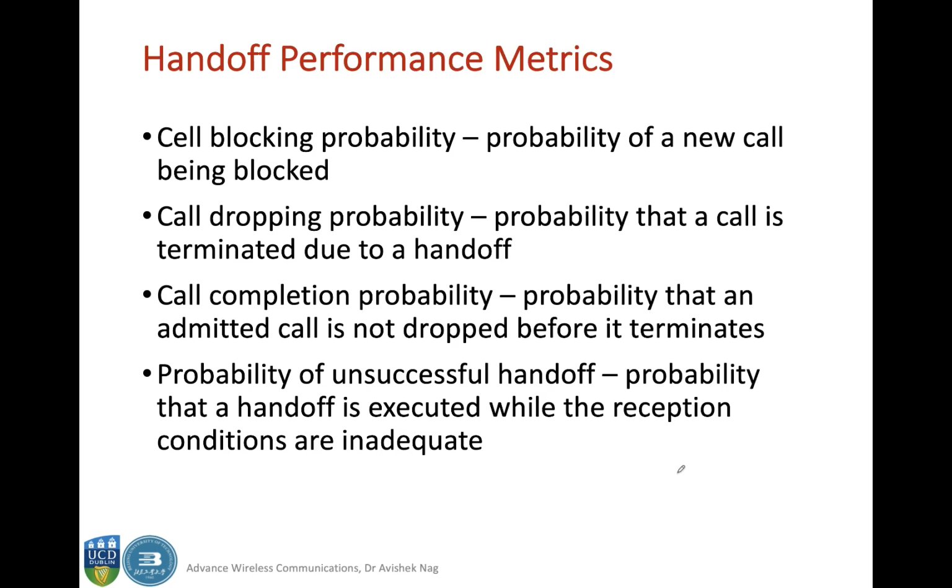Next we will move to the concept of handoff. Before actually diving into the concept of handoff, let's see what the performance metrics related to handoff are. First, you have the cell blocking probability, which is the probability of a new call being blocked. Then you have the call dropping probability. This is the probability that a call is terminated due to a handoff. Call completion probability is the probability that an admitted call is not dropped before it terminates. And the probability of unsuccessful handoff is the probability that a handoff is executed while the reception conditions are inadequate.